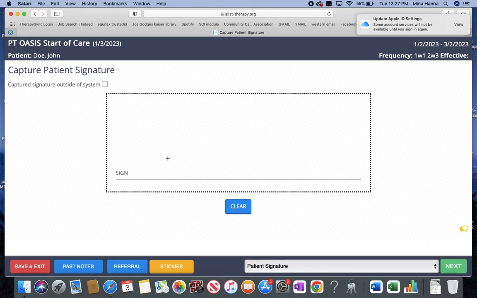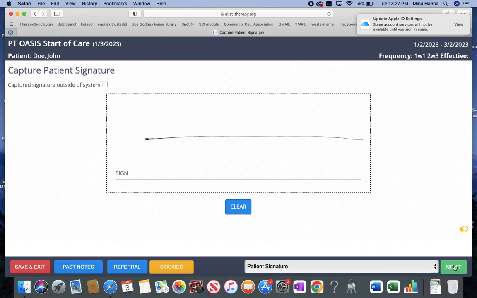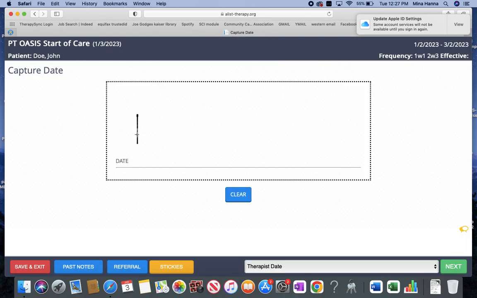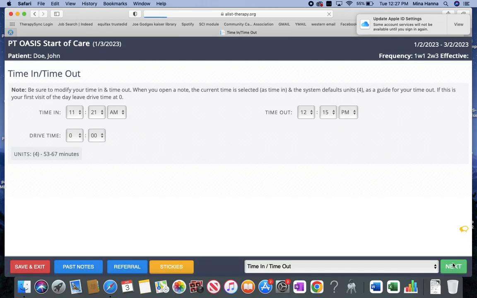This is where the patient would sign. You would hand your phone to the patient, and the patient would sign here. And then you go next. Now it's your signature, and then you can just sign here if you want. And then you can go to the file, and then this is just the date. And then you would put, in this example, 1/3/23, and then you move on. And obviously, this is the time in and out.